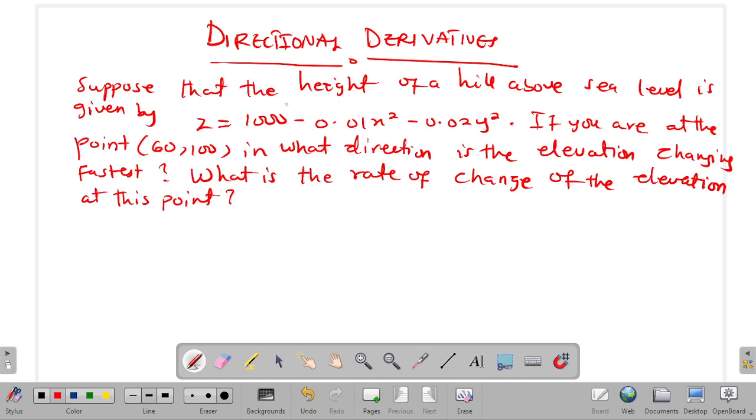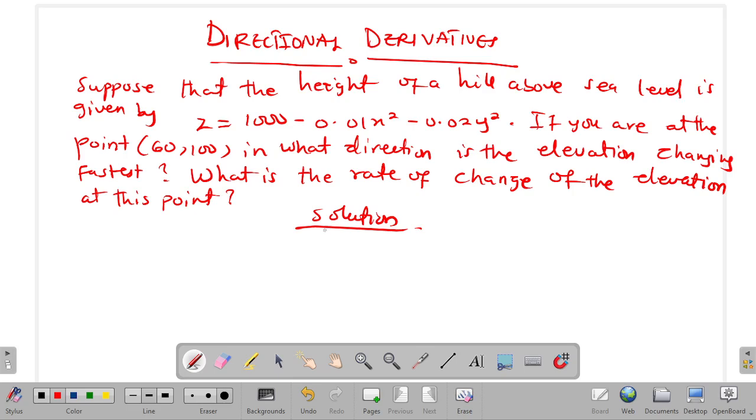So suppose that the height of a hill, right now we've modeled the hill as this. You can see it's an equation of, you're just trying to model the equation of a cone here, right? Okay, so this is quadratic surfaces. What you're trying to say is you want to see the direction in which our elevation will change fastest. So this is where directional derivatives comes in.